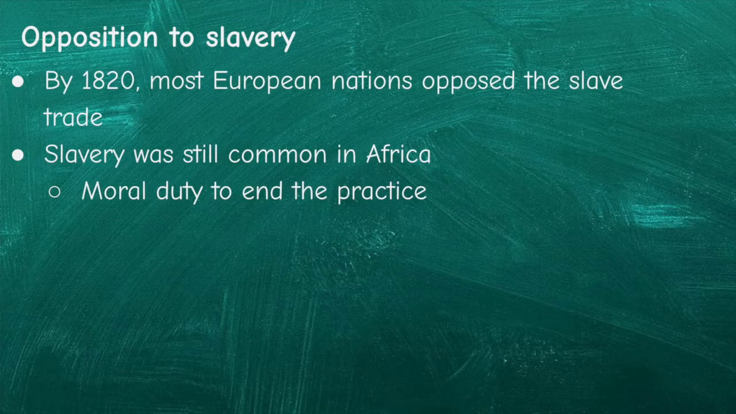Additionally, another key feature of new imperialism was actually opposition to slavery. There was not a big rush to go to Africa in order to claim slaves. In fact, it was actually the opposite. So by 1820, most European nations don't have slaves. They're actually opposed to the slave trade. But however, slavery was still very common in Africa. So there was this idea from a lot of Europeans that it was their moral duty to enter into Africa and put an end to the practice of slavery within the continent of Africa.